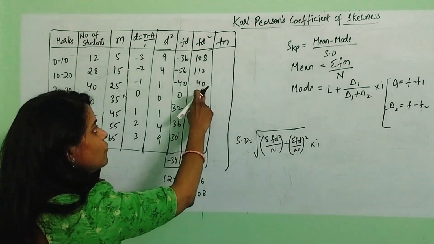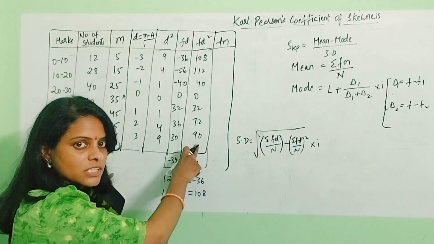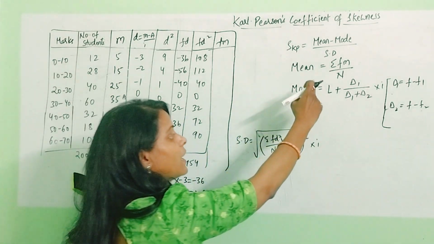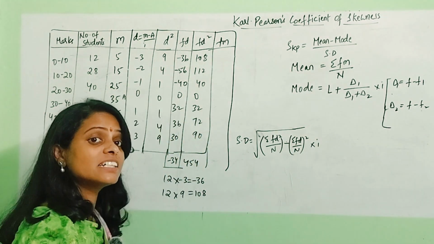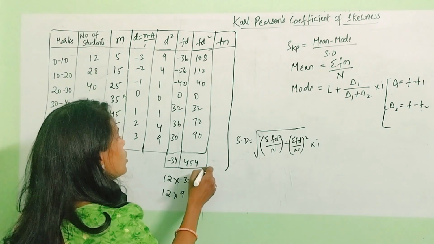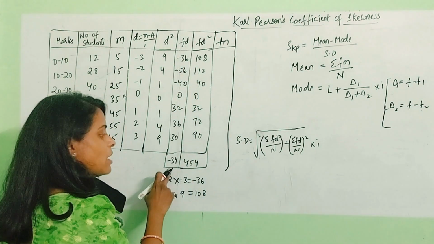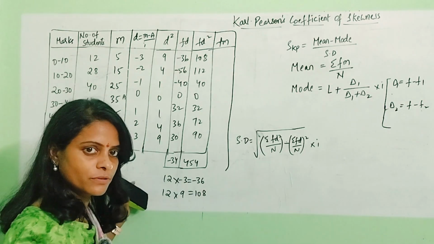So 112, 40, 0, 32, 72 and 90. So these are the values. As we require summation, that is sigma fd square and sigma fd, add all the values. So when we add all the values, for sigma fd we got minus 34 and sigma fd square we got 454.